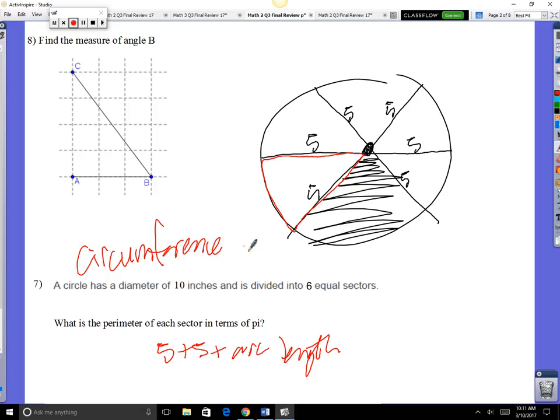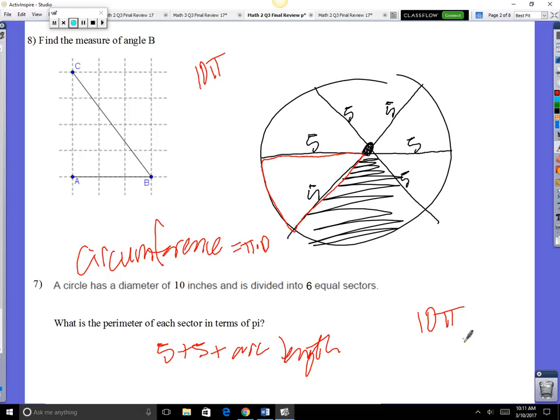Now, the circumference is pi times diameter. Pi times diameter is going to be 10 pi. So that means all the way around the circle, the circumference is 10 pi.